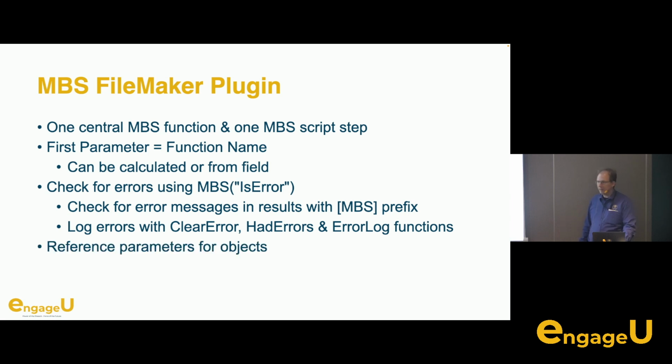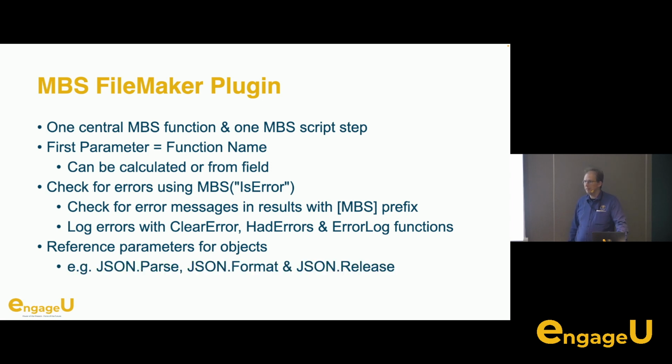We use reference parameters. So we have a lot of functions to return you a number, and then you pass this number to the next function to refer to the same object. It's a concept you need to get used to, but we have over 80 different types of such objects, like JSON, XML, or DynaPDF environment for making a PDF.